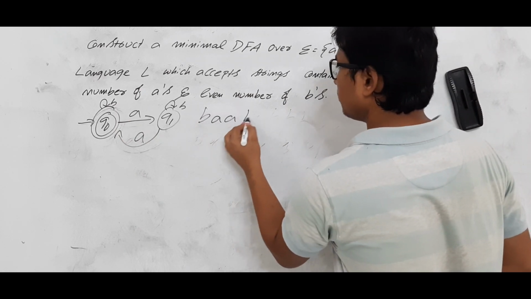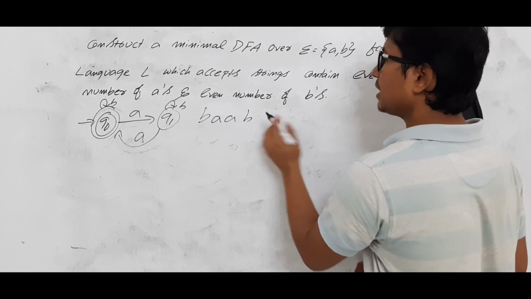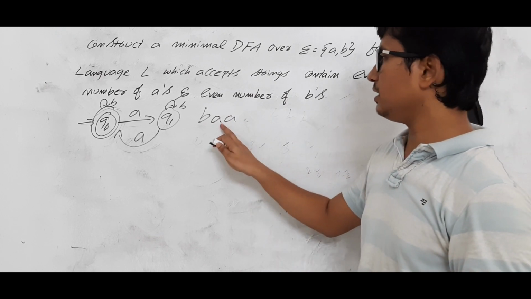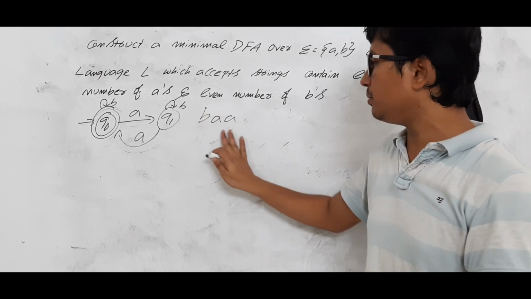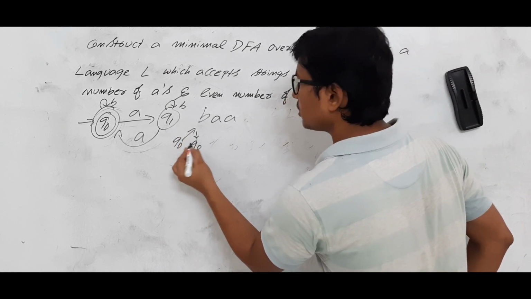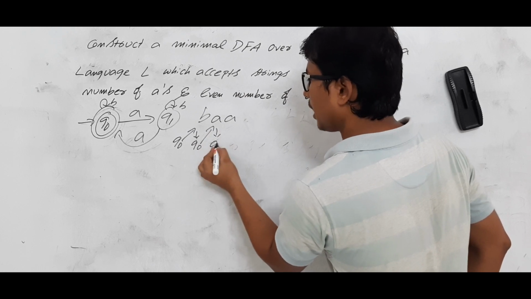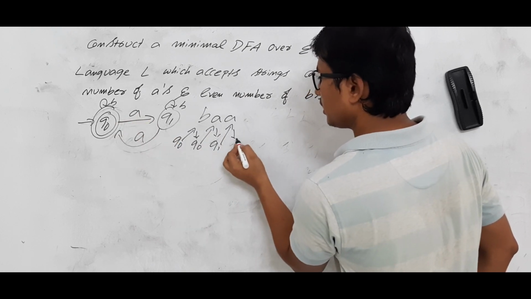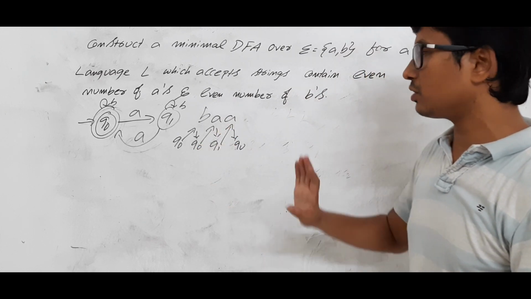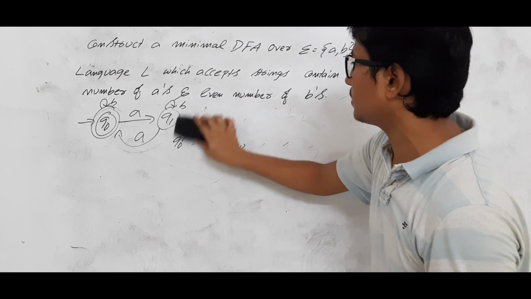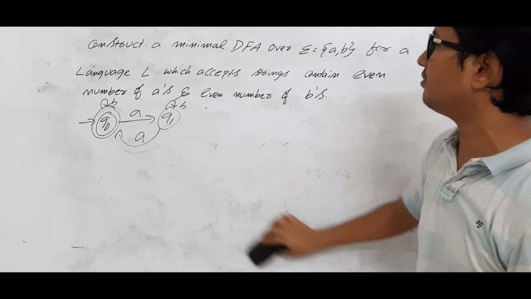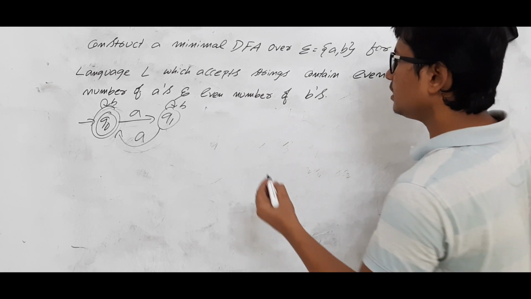If you want to check, you can check it. B, A, B, which consists of even number of A's. But I am not worrying about the number of B's. Let me make it simple like this: B, A, A. That is an even number of A's. I am not worrying about how many B's there are. So from Q0 on B, I am in Q0. Q0 on A, I am coming to Q1. Q1 on A, I am going back to Q0. So it is accepting the even number of A's. I am not worrying about the even number of B's here. Now I will construct another minimized DFA for finding the even number of B's.